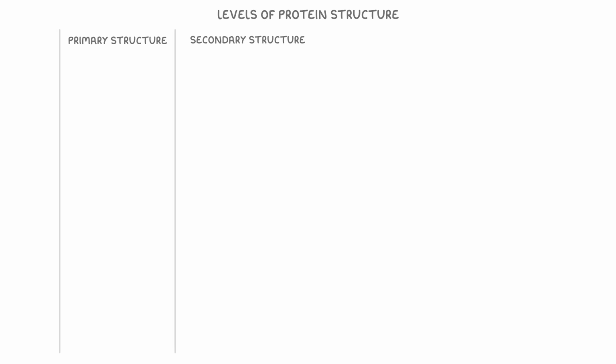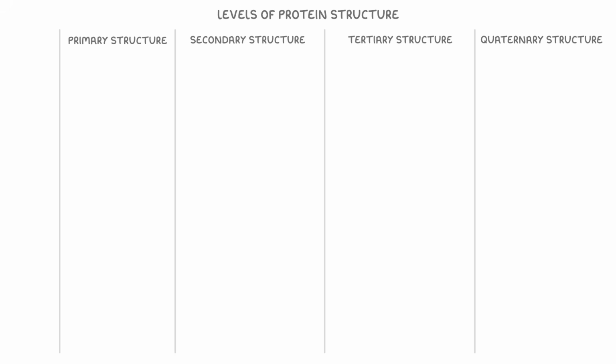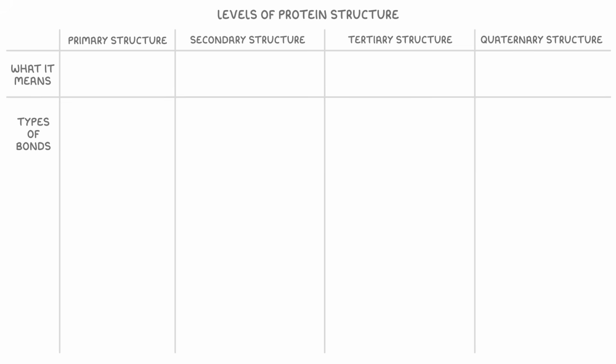Let's start by talking about the levels of protein structure. With proteins, there are four main levels you need to know about: the primary structure, secondary structure, tertiary structure, and quaternary structure. The important thing here is that these levels all interact to determine a protein's overall unique shape and properties. For each of these levels, we'll look at what it means, the specific type of bonds it involves, and a representation of its shape as well.